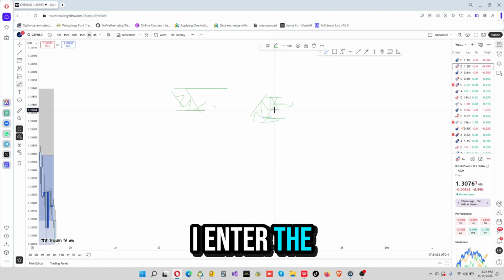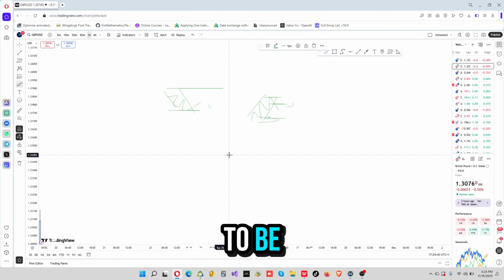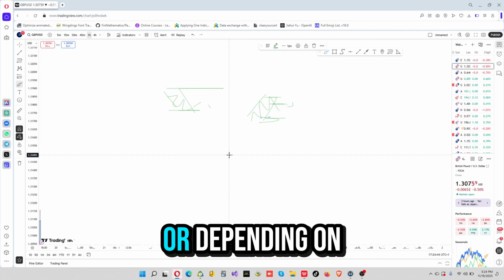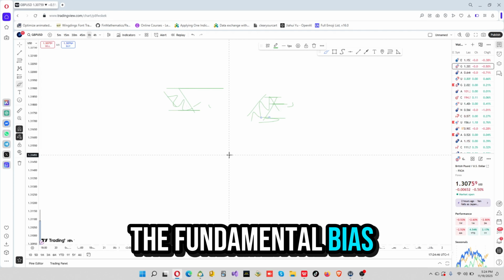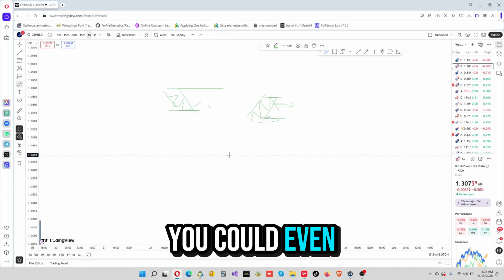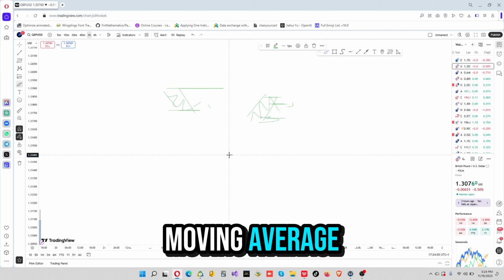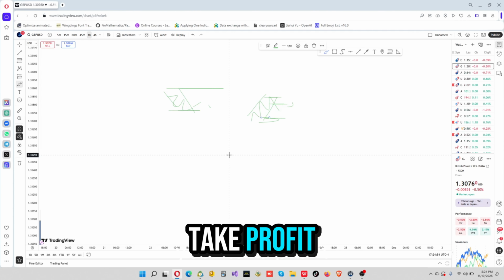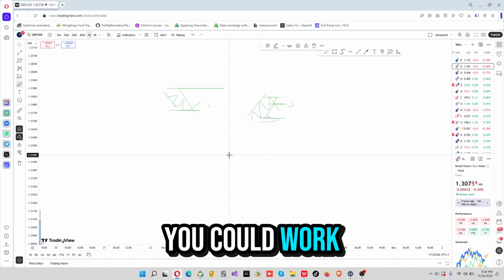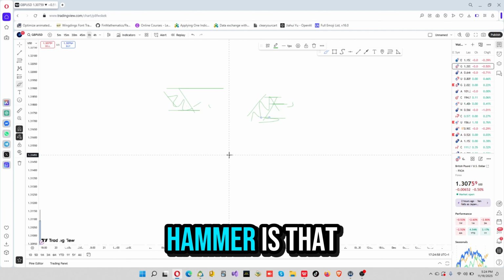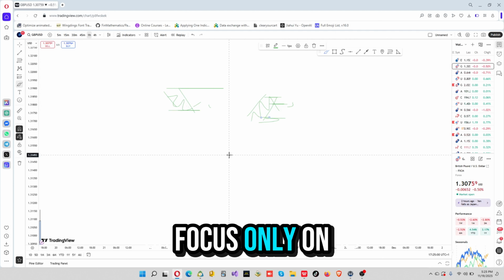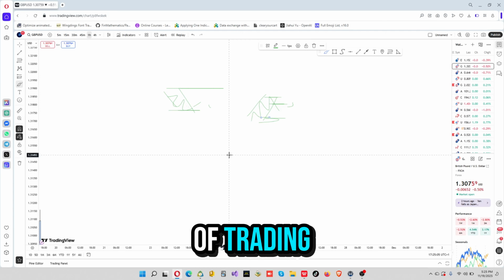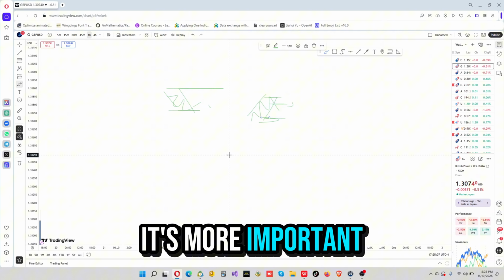You could get your fundamental bias for the day to be maybe a buy or a sell, and depending on the kind of news you get, you could even use something as simple as a moving average cross for your entries. As long as you know where you can put your stop loss and your take profits, and you backtest your strategy, you could work with that. But what I really hammer is that people should not focus only on the technicals. Also look into the fundamental aspects of trading. It's more important.